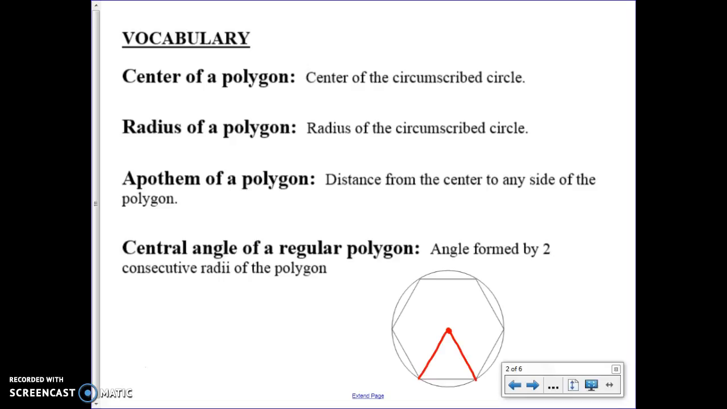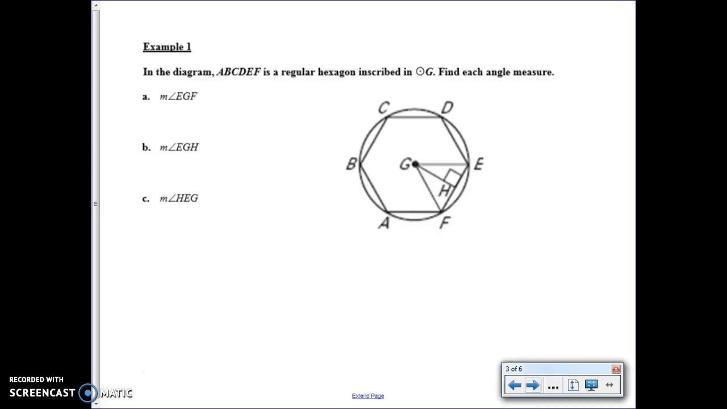Now the apothem is the distance from the center to any side of the polygon. Remember when we are talking distance, it's always the perpendicular. So the apothem is going to be right here, that dashed line. It's going to form a right angle. Hopefully you noticed that I formed an isosceles triangle there, and that apothem is the height of that triangle. That's going to help us when we find the area of the regular polygon in just a little bit.